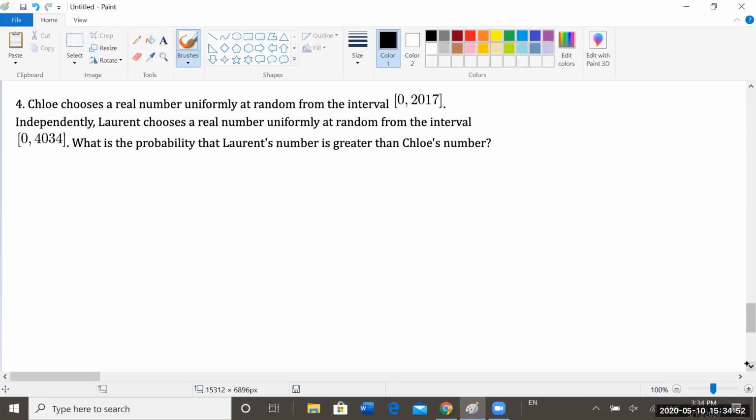Yeah, so let me explain some of the terms. A real number, of course, is any number, so it doesn't have to be an integer. Uniformly at random means that you choose a random number, like it's completely random. So it's not like some numbers are more possible or more probable than others. And then independently means that one decision doesn't affect the other decision.